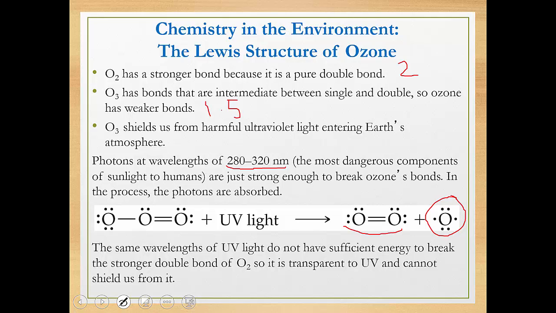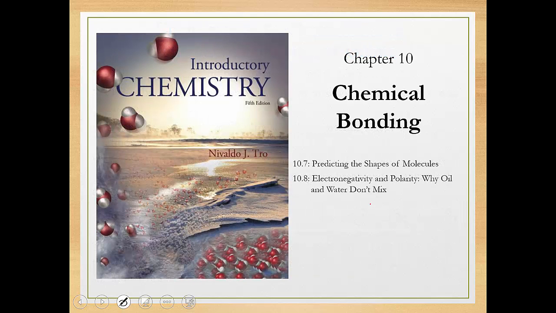Now, if I take that same UV light and hit it into the double bond, it doesn't have enough energy to break the double bond. So diatomic oxygen, that we breathe, is transparent to ultraviolet light. Ultraviolet light just passes right by it, and we don't get shielded. It just kind of bounces off and keeps moving. So if we don't have ozone, if we just have oxygen, we're in trouble with that.